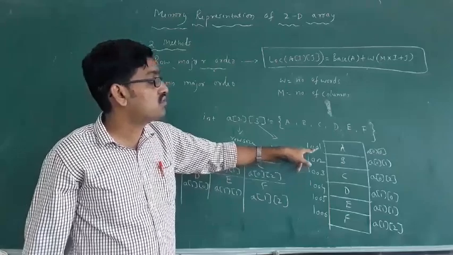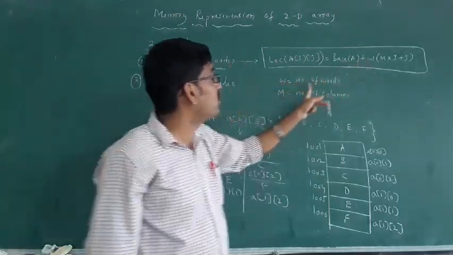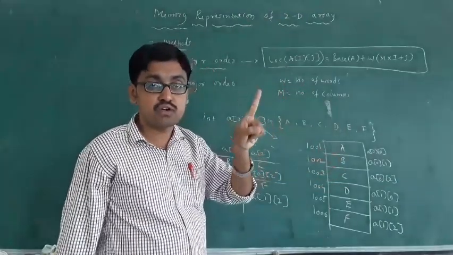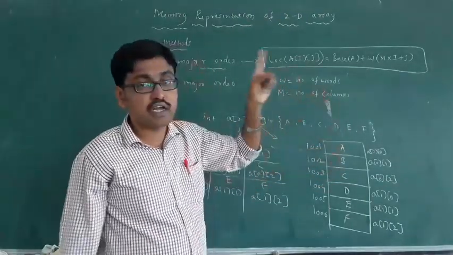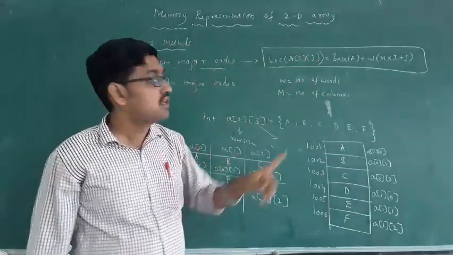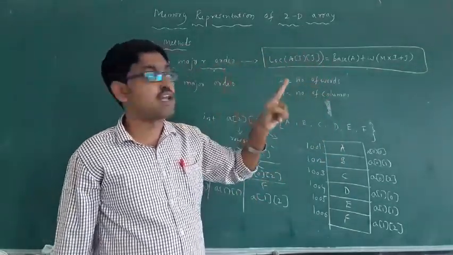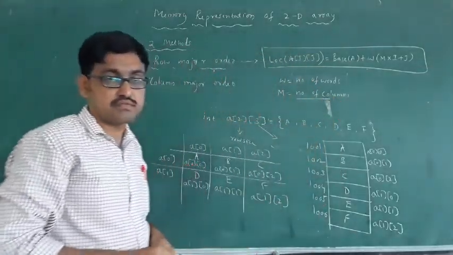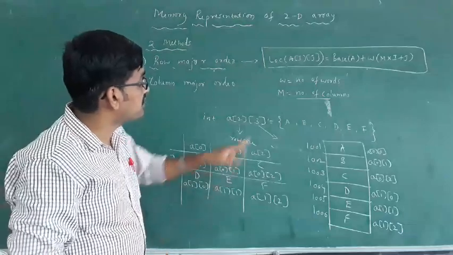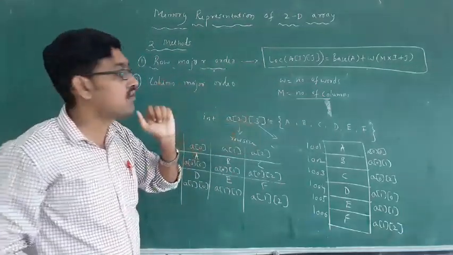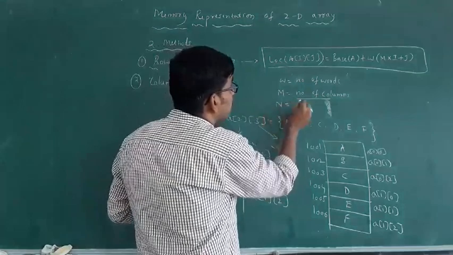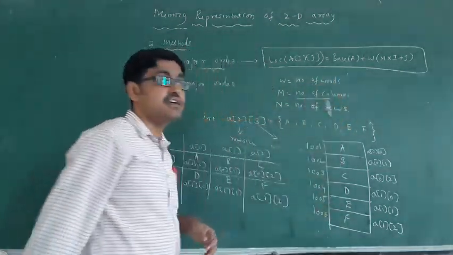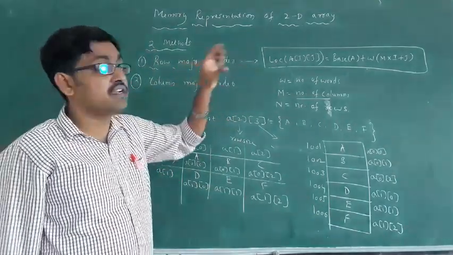That is 1001, plus W, which means number of words. How many words in this? One word. By default it takes only one word. Then M means number of columns, here 3 columns. Then N means number of rows. You have to calculate like this.